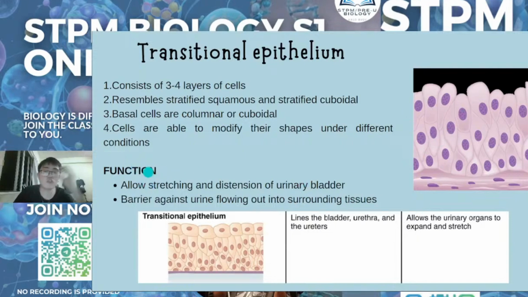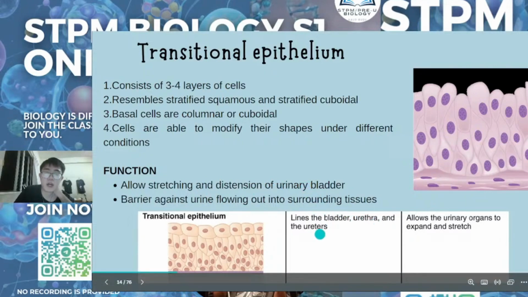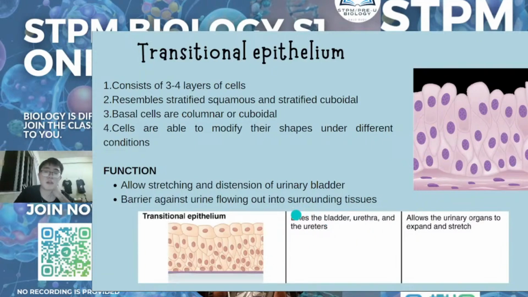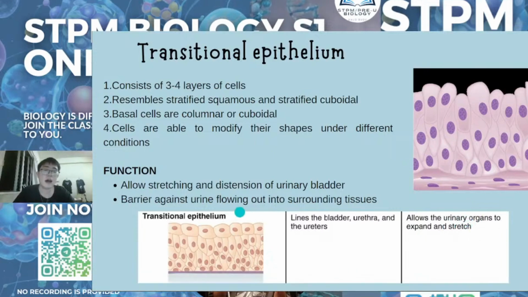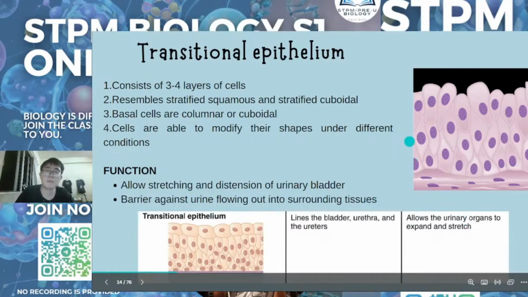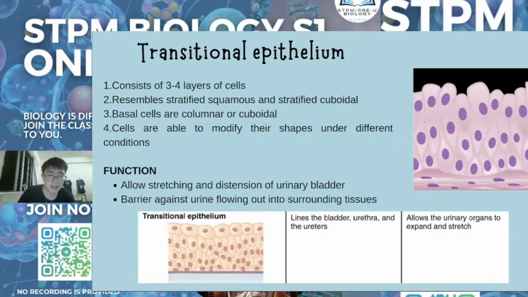So normally this function is to allow the stretching and distension of the urinary bladder. Our urinary bladder, urethra, and ureter all contain this tissue. So this plays a major role in our urinary organs, for your urination. When you want to go to the toilet to urinate, this is the tissue that plays the role. This is the tissue that is located in your urinary bladder.